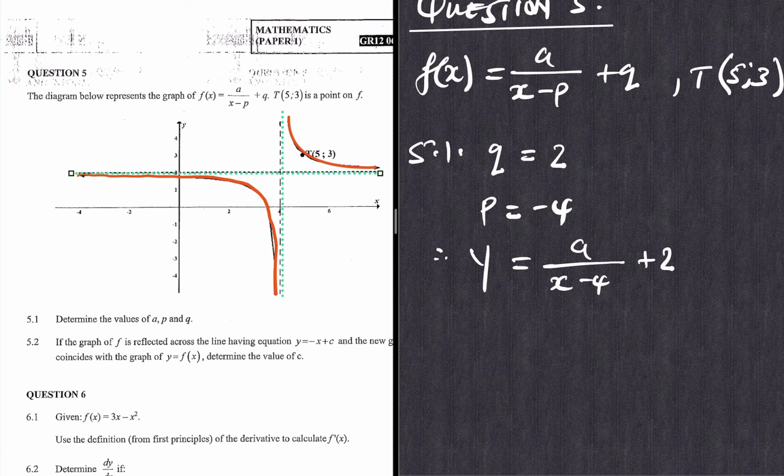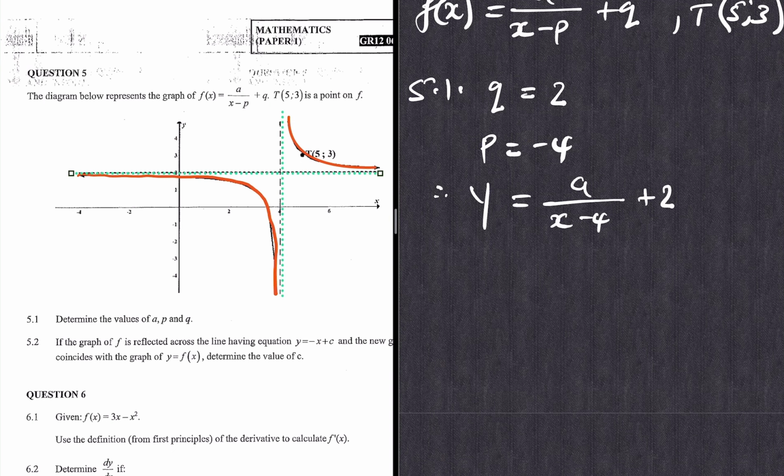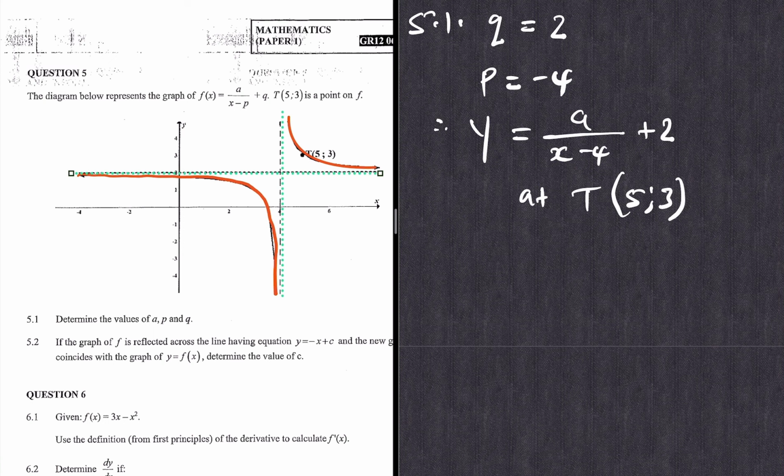plus 2. In this particular case, we're going to use at least 1 point to solve the value of a. So I'm going to say at T, that is 5 and 3. All right, let's solve the value of a there by plugging into this equation. This becomes 3 is equal to a over x is 5 minus 4 plus 2. That is 3 is equal to 5 minus 4, or 4 take away 5 is 1. That is a plus 2. Therefore, a is equal to positive 1.